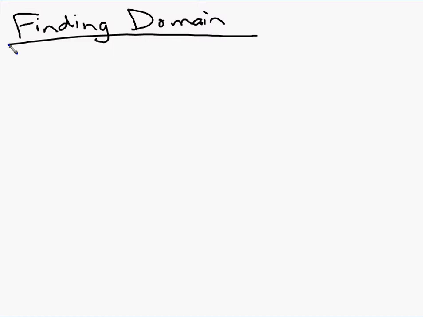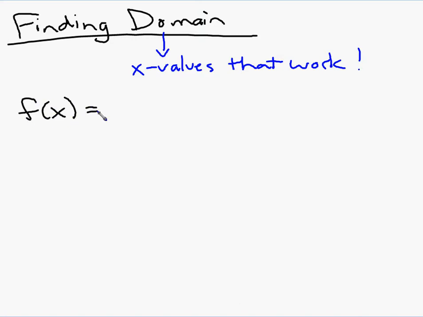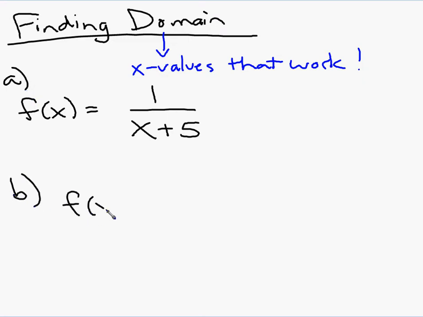Remember what I said on our last day of notes. I said that domain are the x values that work. Okay? And for most functions, it's nearly everything. But what about this function? F of x equals 1 over x plus 5. I'm going to give you two situations here, situation A and situation B. Situation B, we'll look at the square root of x minus 7.